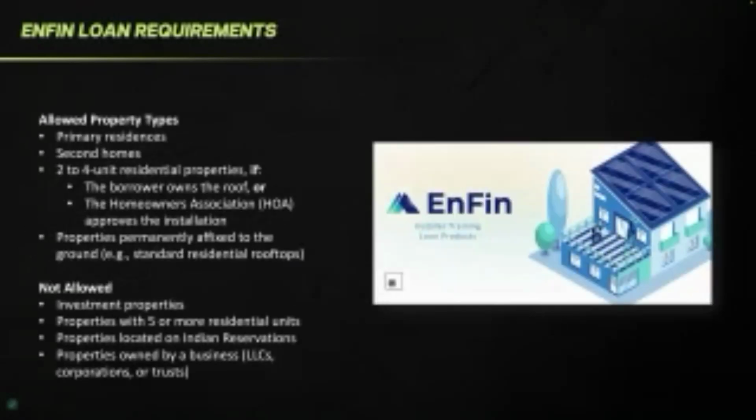So what are some of the allowed property types for Enfin loans? Primary residences, second homes, 2 to 4 unit residential properties if the borrower owns the roof or the HOA approves the installation. And then properties permanently affixed to the ground, standard residential rooftops, like mobile homes, right? What's not allowed are investment properties, multi-units of 5 or more units, properties located on Indian reservations, or properties owned by businesses or LLCs, corporations, or trusts.